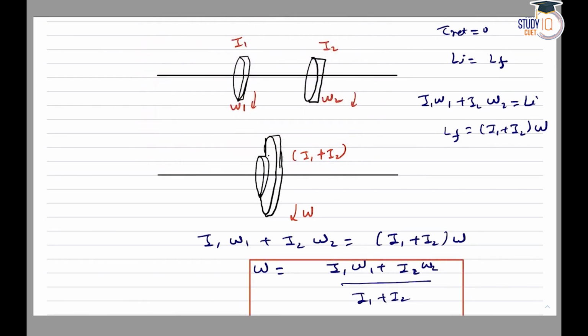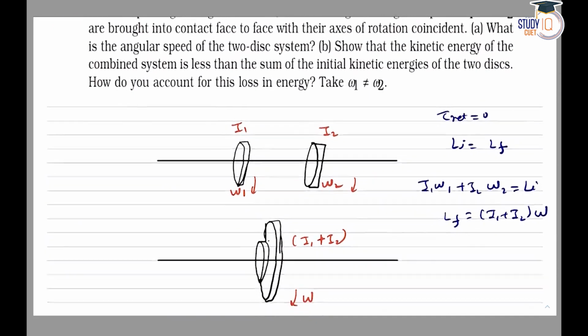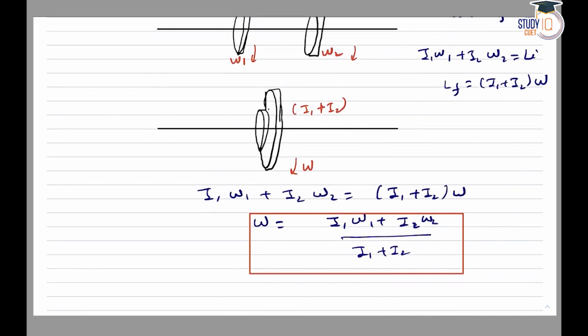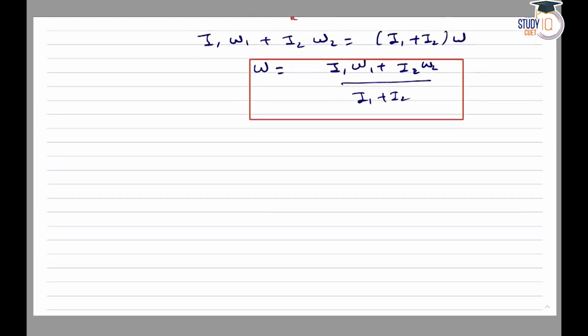Now, the second part is asking about the kinetic energy of the combined system being less than the kinetic energy of the two disks. So in this situation, the kinetic energy of one will decrease and the kinetic energy of the other will increase. So in between, when these are brought in contact, the frictional force will be acting, and the frictional force is initially kinetic in nature, and the work done by kinetic friction is negative. So due to this, some part of the energy of the system is lost in the form of heat.